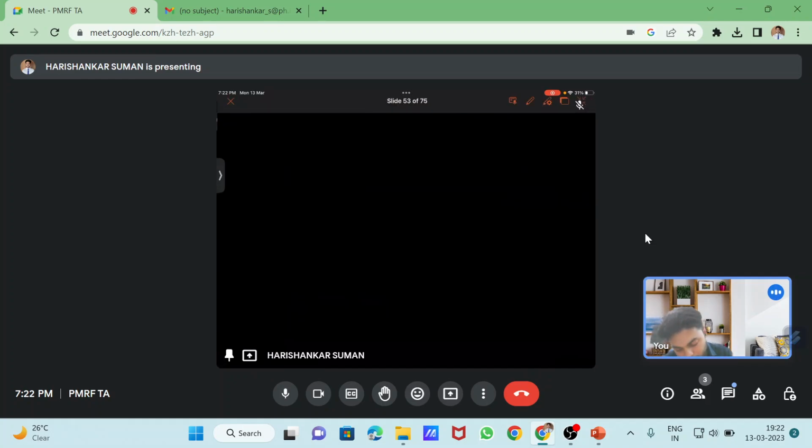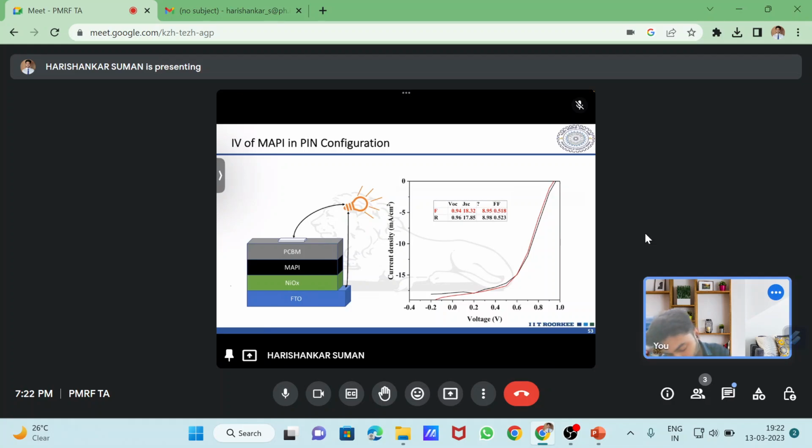This is the PIN configuration. This is the hole transport layer, P type, N type, electron transport layer. This is the absorber material, our perovskite, methylammonium lead. Light is incident. Then the hole is collected like that, and the electron is blocked, and the electron goes upward to the respective level. Then we get the flow of charge carriers in the external circuit.